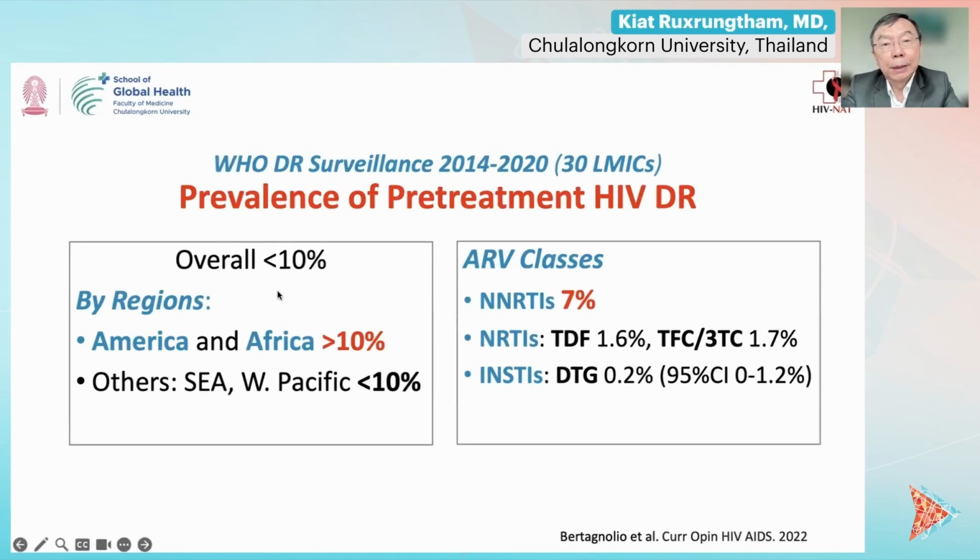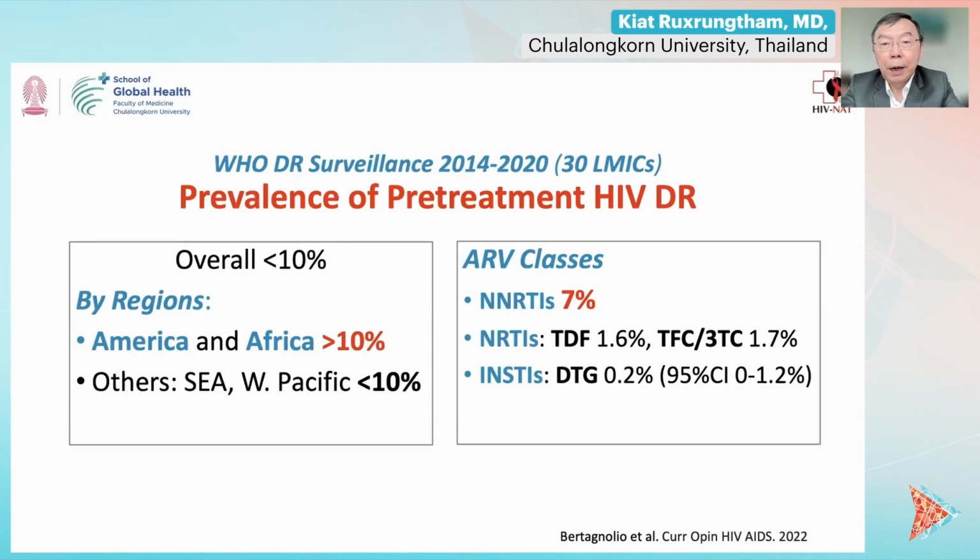Overall, globally, in these surveys, the good news is that resistance to any ARV drugs before getting ARV treatment is less than 10%. However, there's a lot of variation between regions. In America and Africa, the detection of pre-treatment drug resistance prevalence is higher than 10%, whereas other regions like Asia and Pacific, Southeast Asia have less than 10%.